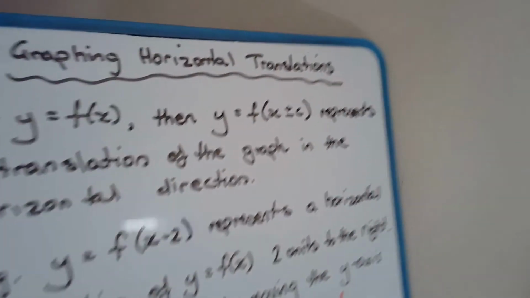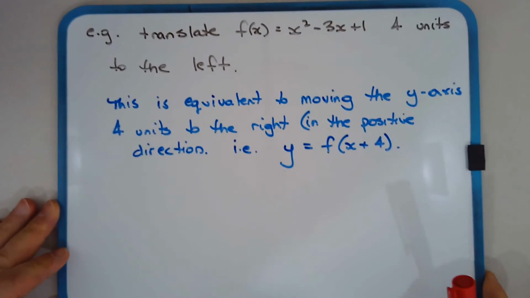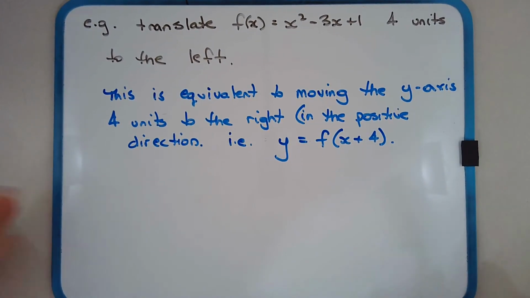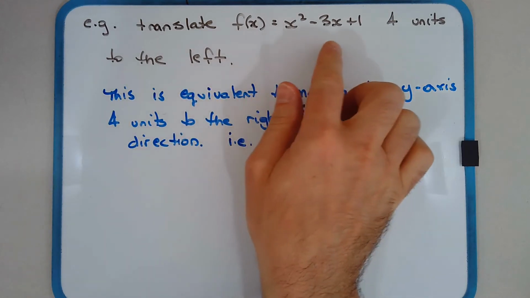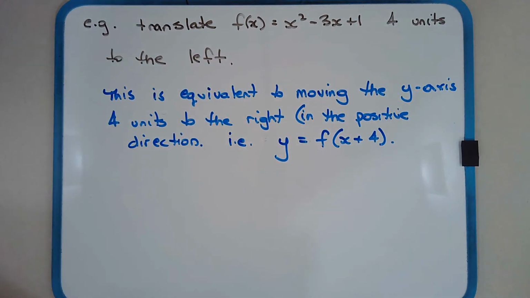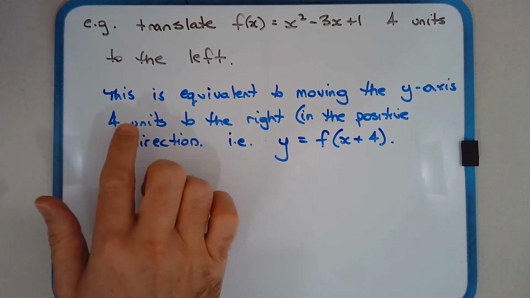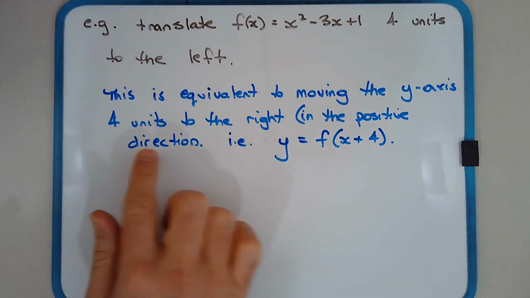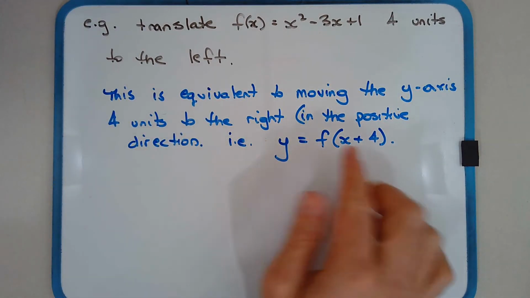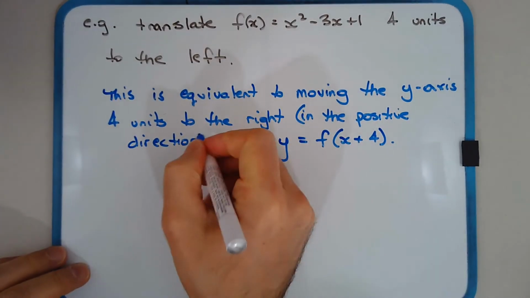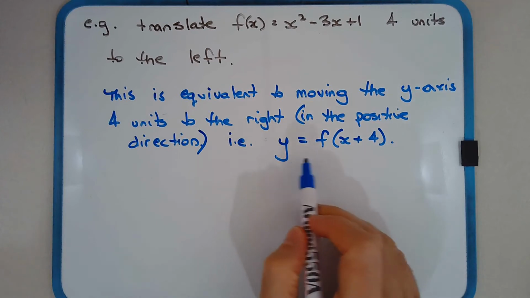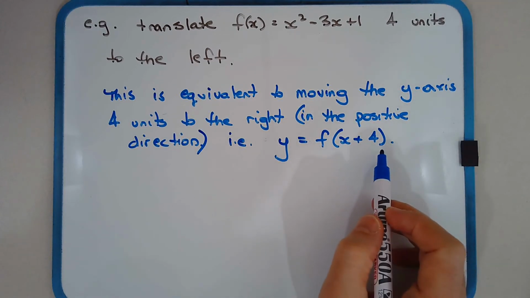So let's have a look at an example, and I've used this example in previous videos. Translate f of x equals x squared minus 3x plus 1, 4 units to the left-hand side. Again, thinking about it in terms of moving the y-axis, this is equivalent to moving the y-axis 4 units to the right, so that is in the positive direction. In other words, y equals f of x plus 4.